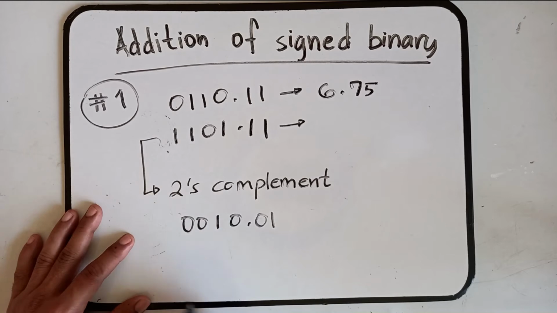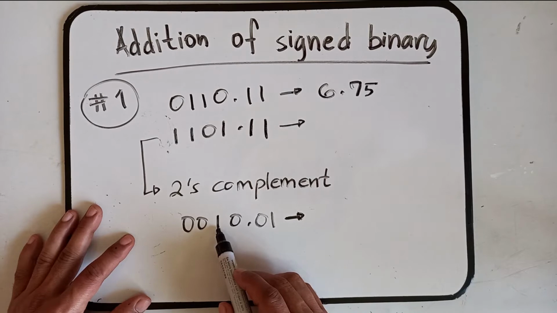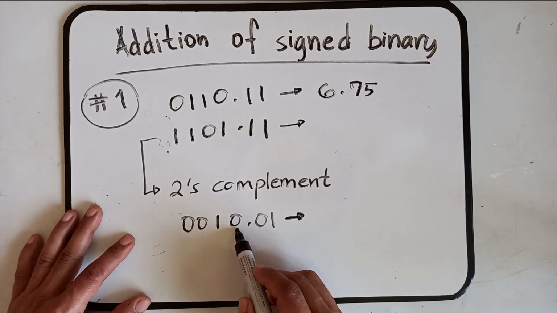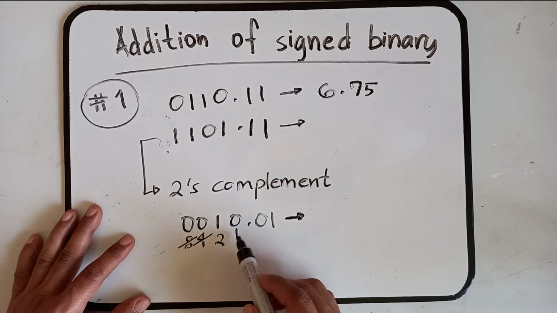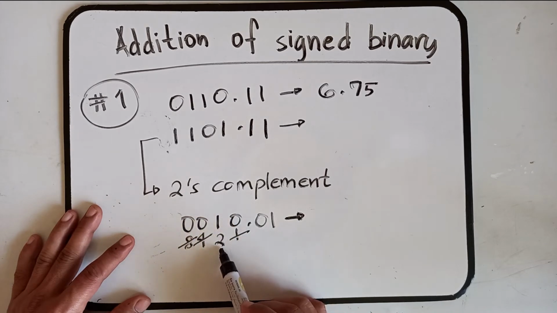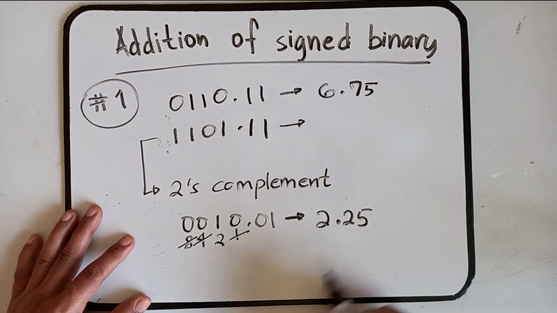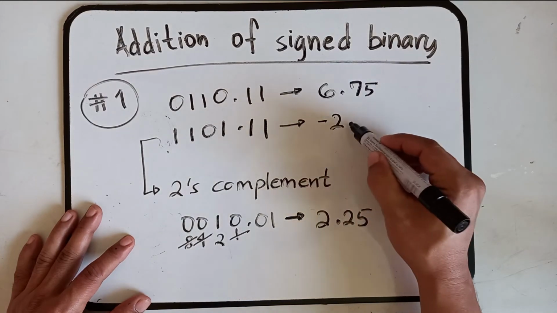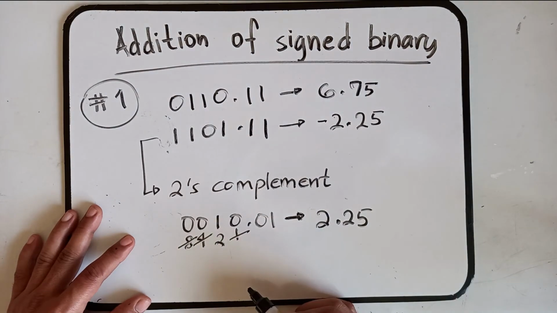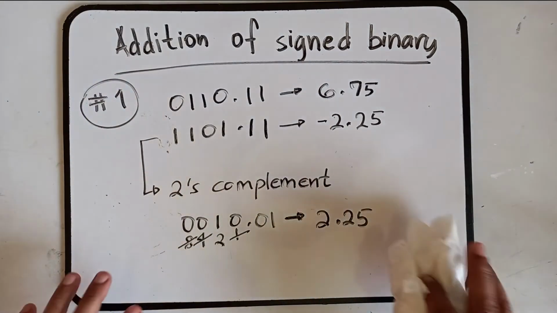Okay, so there you go. This shows that this number here is 2, because this is 1, 2, 4, 8, and we cancel those places because we have 0, 0, 0. What remains here is just 2. So meaning this is 2.25. So this shows that this is negative 2.25. All right.